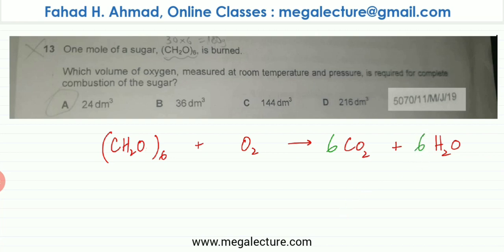And the last thing now is to balance oxygen. The total oxygens on the right side, that's 6 into 2, that's 12. 12 plus 6, 18. There are 6 already over here, so I need 12 oxygens over here. I need to multiply this by 6.